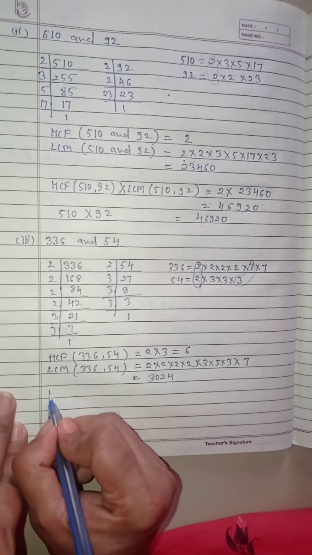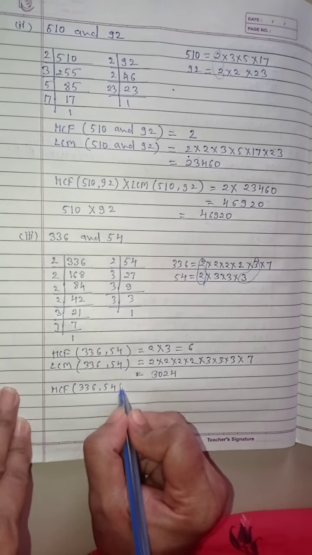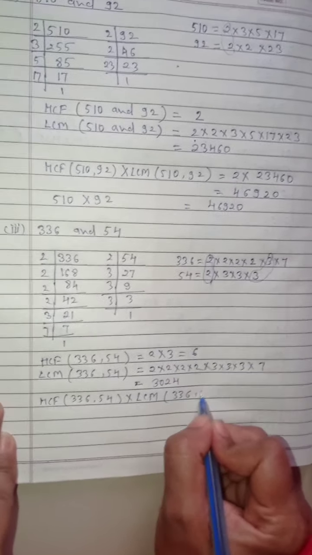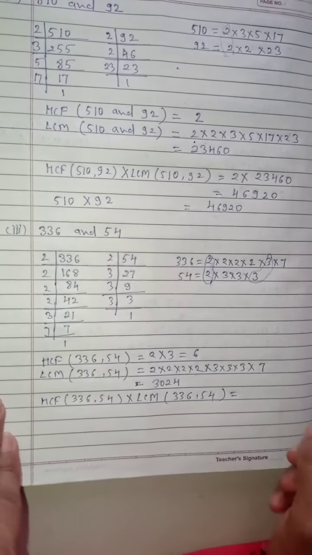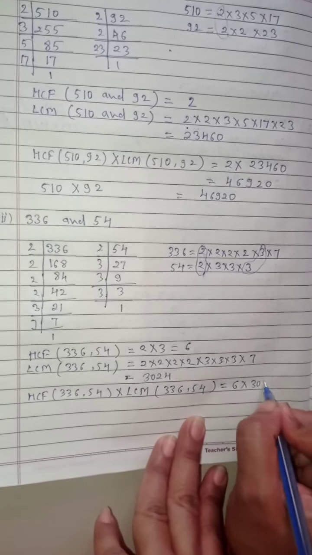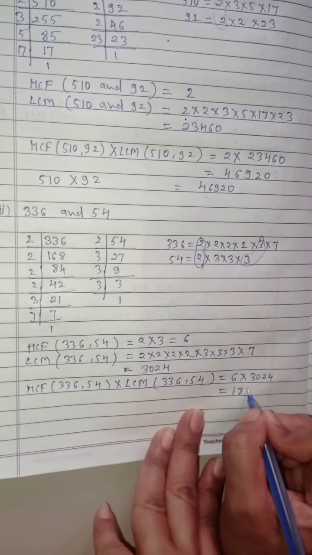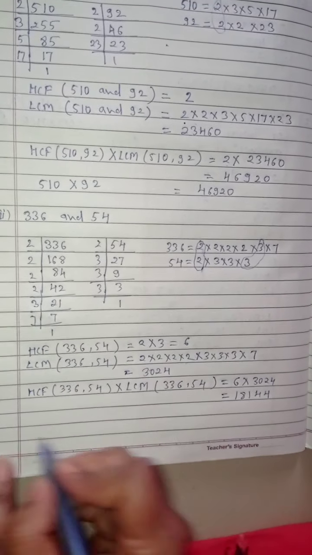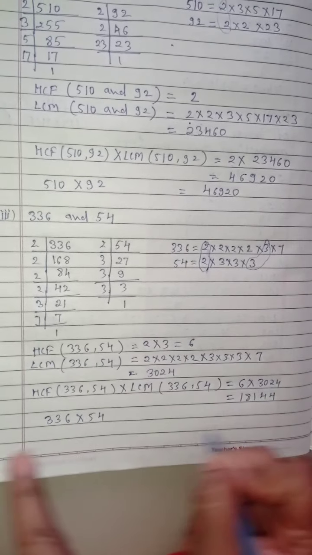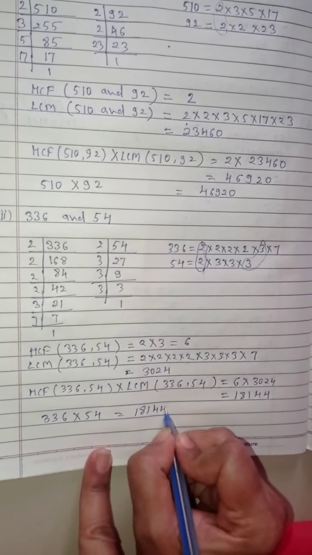Now HCF of 336 and 54 into LCM of 336 and 54 equals 6 into 3024 equals 18144. And the product of the numbers 336 into 54 is also 18144.